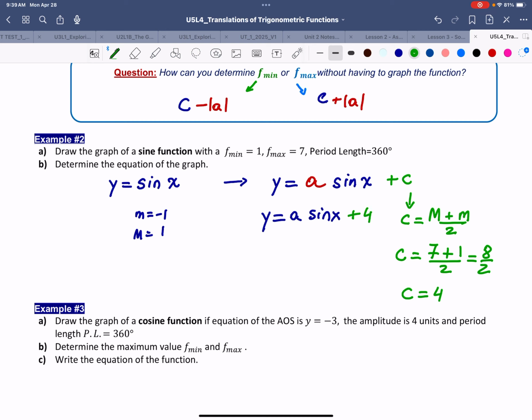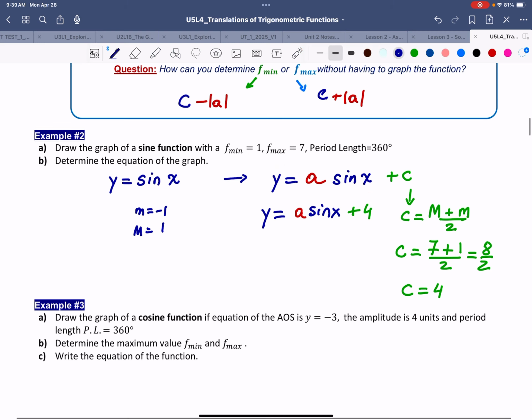Now we still need to figure out the value of a. I'm going to keep this a value red here because why not? Now we have to think how can we determine the value of a? Remember that in order to find the maximum, we go from axis of symmetry a units higher. So we're going to use this concept. We're going to say that the value of the maximum is axis of symmetry, and then you add the amplitude.